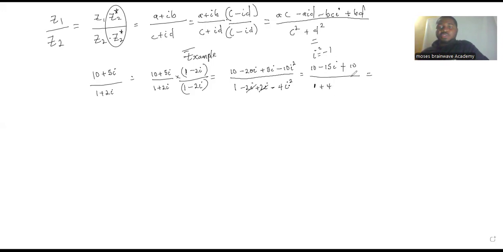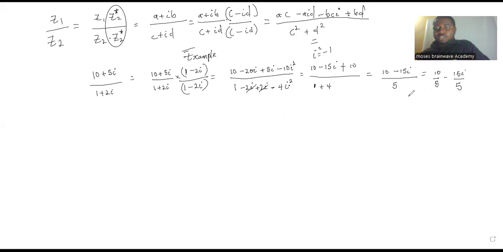Fantastic. So what are we going to be having at the end of the day? We have 20, 10 and 10, 20 minus 15i, then upon 5. Then this is not 4, this is 5, right? So this should be 5. So this is 10 upon 5 minus 15 upon 5. How cool is this?